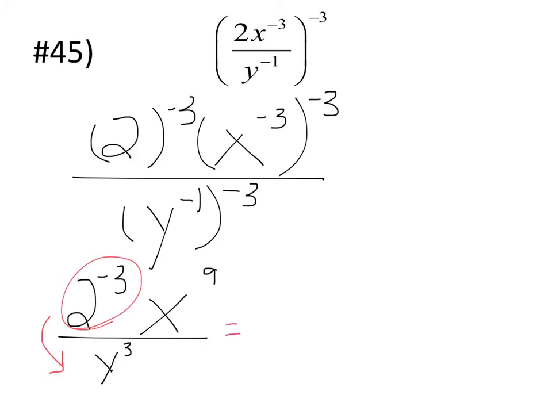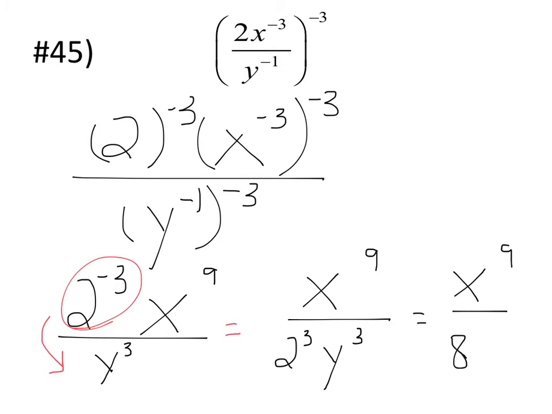So this becomes x to the 9th over 2 cubed y cubed, and then we know 2 cubed is 8. So it's x to the 9th over 8 y cubed.